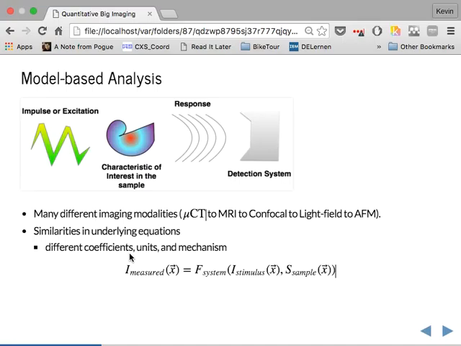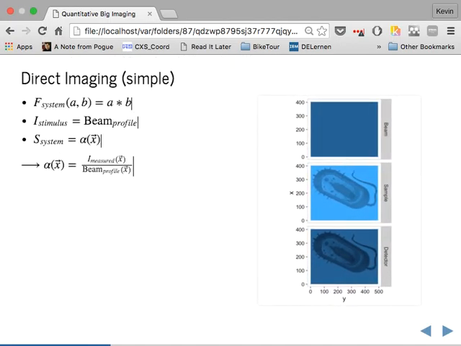And so there's many different imaging modalities, but basically the equations underneath are the same. You have your measured signal, which is a function of your stimulus and your sample, and you're trying to understand this sample better. This is where we can see, in a very simple setup, where you have your beam, your sample, and your detector, your system is just combining your beam and your sample.